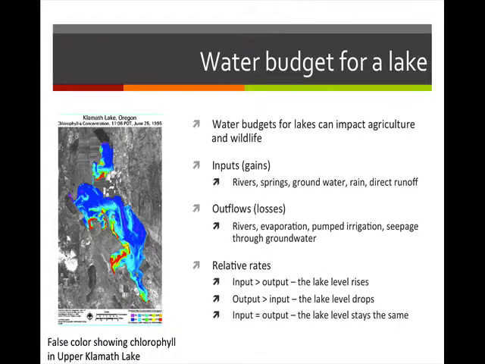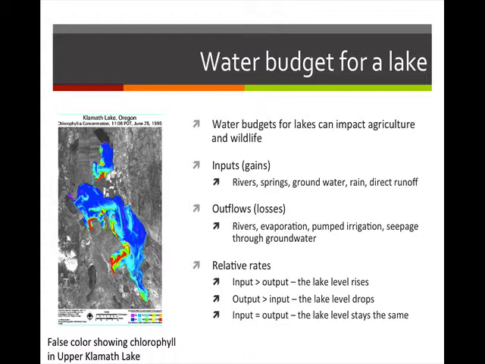These water budgets are very important for things like agriculture and wildlife. In Upper Klamath Lake, for example, a lot of agriculture depends on water that's stored in the lake and used for irrigation. But at the same time, the wildlife, the fish and the birds, rely on a healthy lake that isn't just drained down to mud in order to complete their life cycles and to thrive. So it's very important that we get these budgets right, because a little difference over a long period of time can add up to major problems.